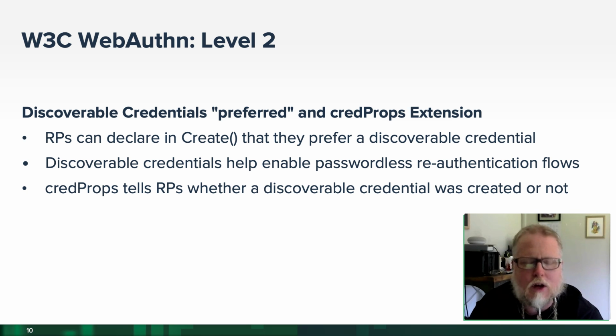So the RP can now ask for, rather than previously the RP had to ask for either true or false for discoverable credentials, now they can say that they prefer a discoverable credential. So if the user's device can't create a discoverable credential, they get a non-resident credential that the RP can still happily use with the second factor flow. And now that it isn't determined up front whether the credential is going to be resident or discoverable or non-discoverable, the CredProps extension lets the relying party know for that specific credential whether it can be used in a passwordless flow.